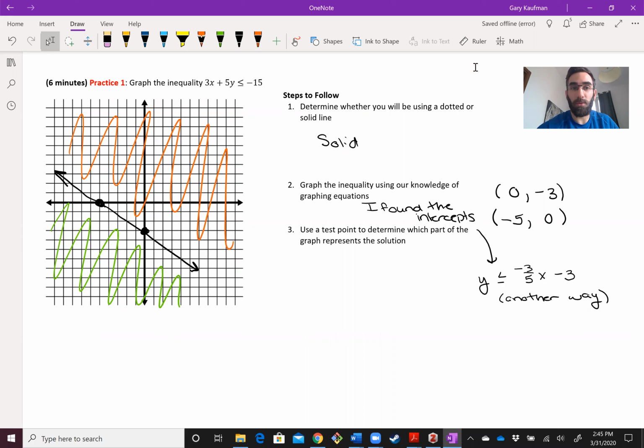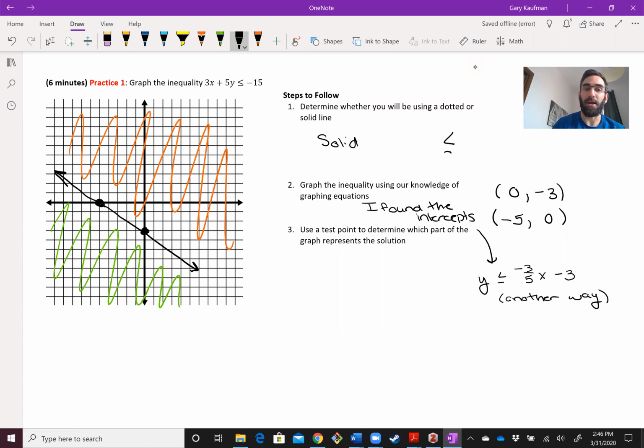But you see that I knew it was a solid line because we had less than or equal. So that means everything on the line could be a solution. I graphed it by finding the intercepts. So I plugged 0 in for x, 0 for y. I found the intercepts. Now you could have also put it into slope-intercept form. So there it is in slope-intercept form. One thing, make sure if you use that method, if you have to divide by a negative, don't forget to flip the inequality sign, because that's going to make you have a different side that needs to be shaded.